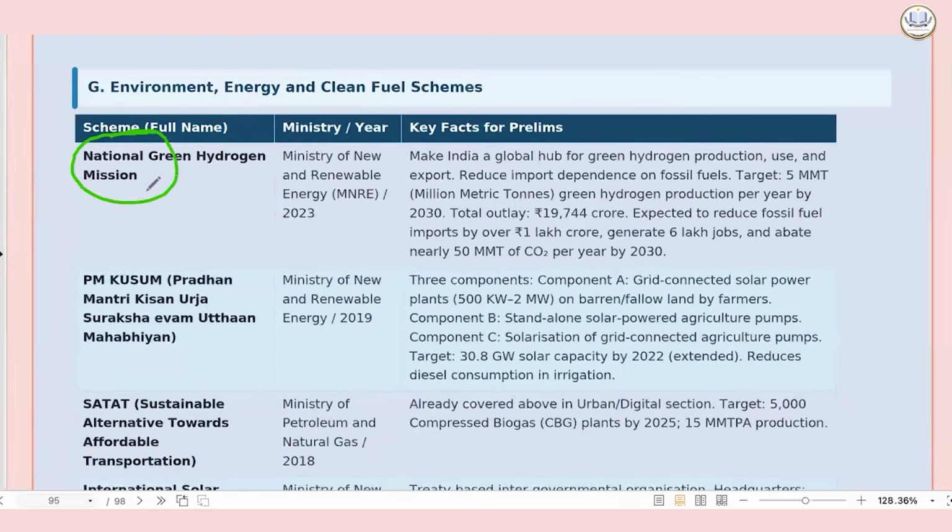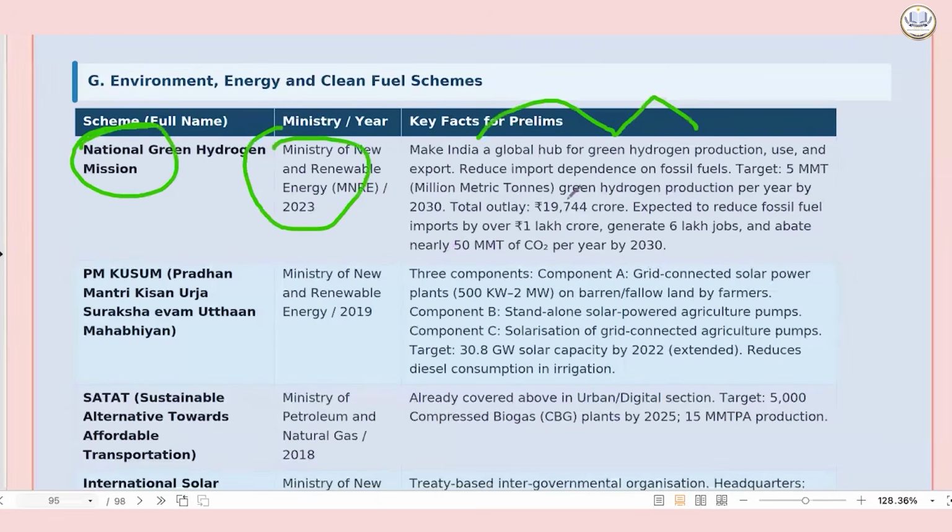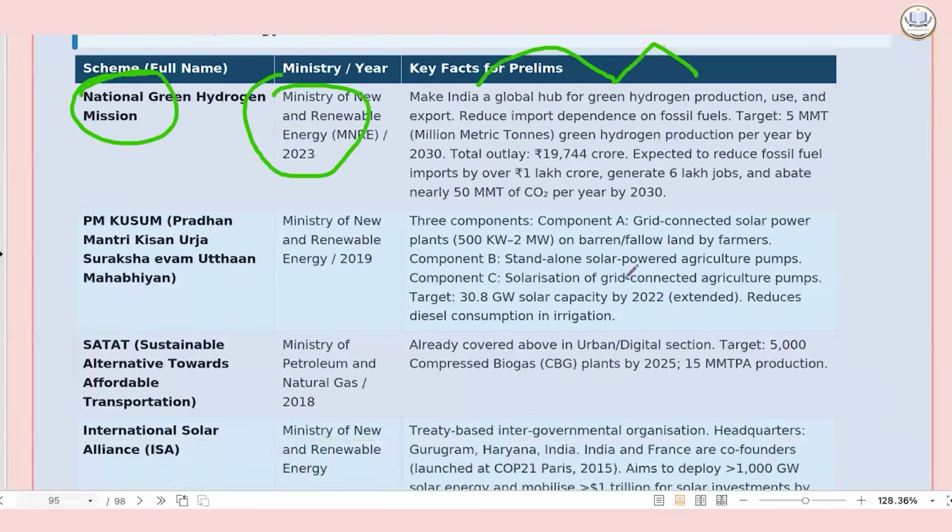We have the National Green Hydrogen Mission under the Ministry of New and Renewable Energy to make India a global hub for green hydrogen production, use and export. The target is 5 million metric tons of green hydrogen production per year by 2030.